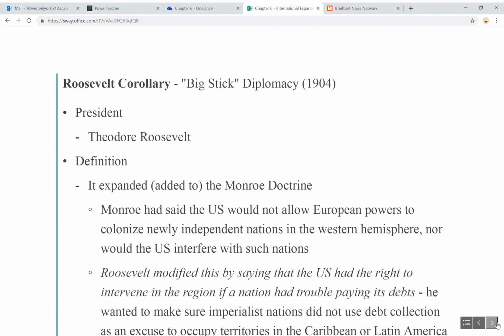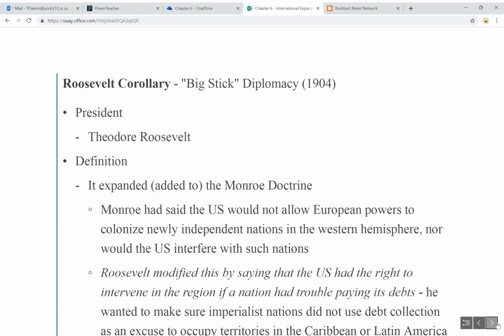The base of all of them is the Monroe Doctrine. And that's what corollary means, by the way. It's an expansion and adding to. So this is Roosevelt's addition to the Monroe Doctrine. Now, the Monroe Doctrine had been written in 1823. And remember that we had talked about this, and it said that Monroe said the U.S. would not allow European powers to colonize newly independent nations in the Western Hemisphere, and he was specifically talking Latin America, nor would we interfere with the European powers.